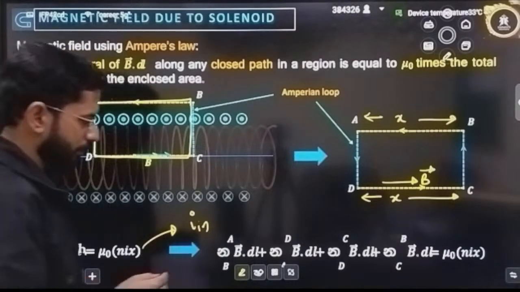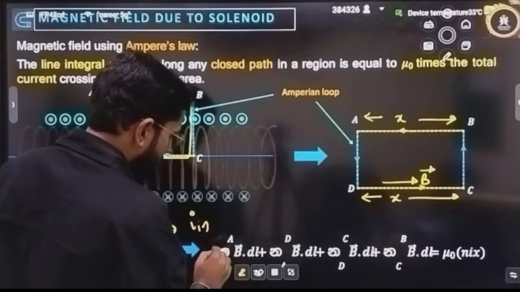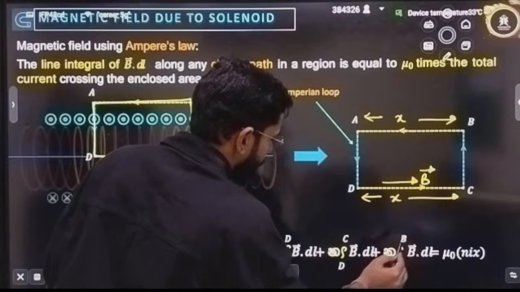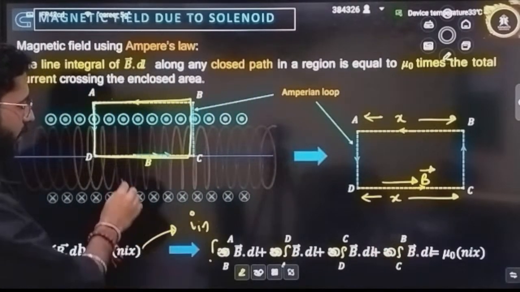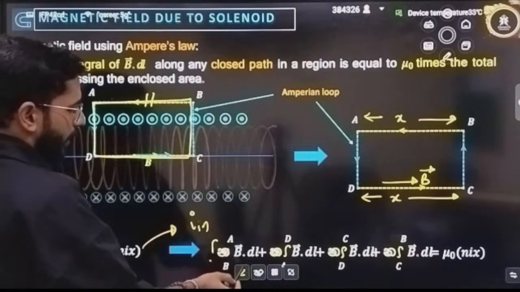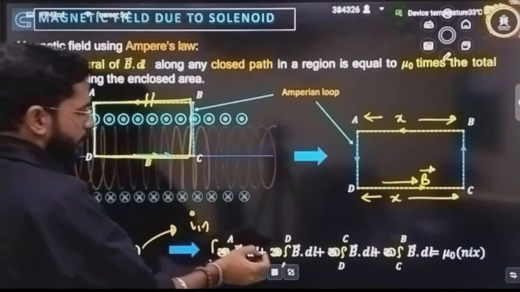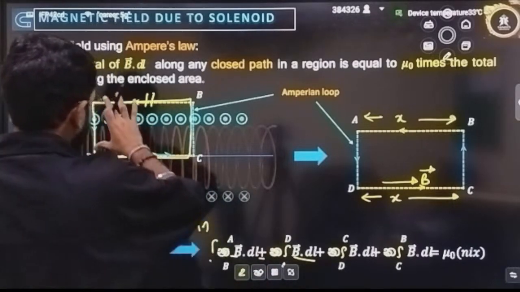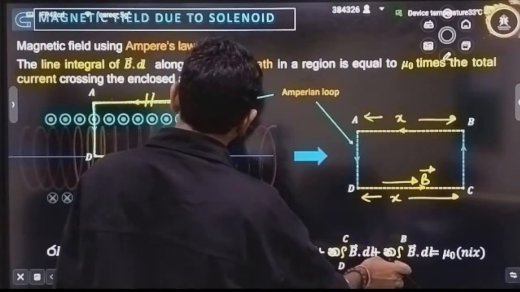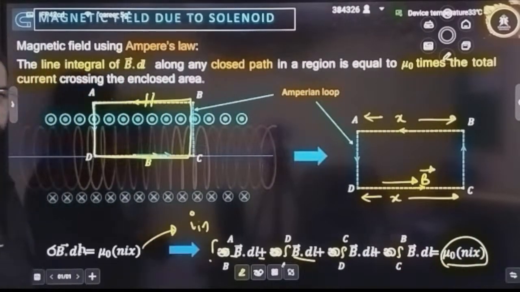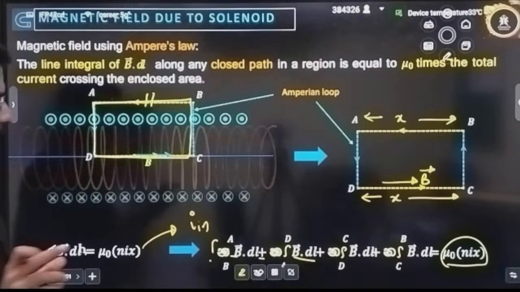Now what am I going to do? I am going to write the equation, the integration, which is the simplest. How will I do the integration? I will integrate over the 4 sections. Firstly, from the AB section, I will take a dl and write B dot dl for this AB section. Then for the AD section, then the DC section, and then the C to B section, and on the other side I will write mu naught into I, the net current that is coming inside.